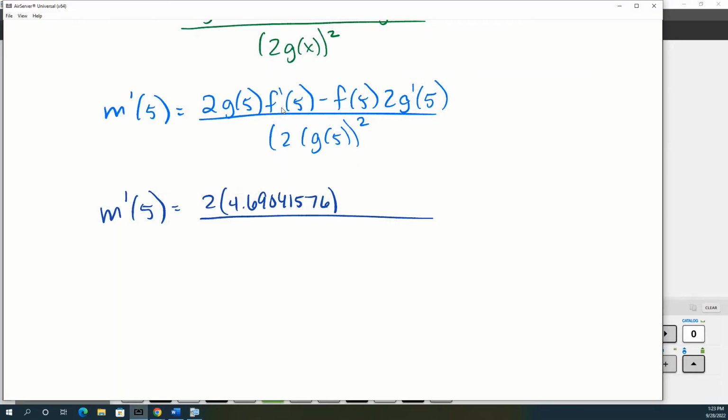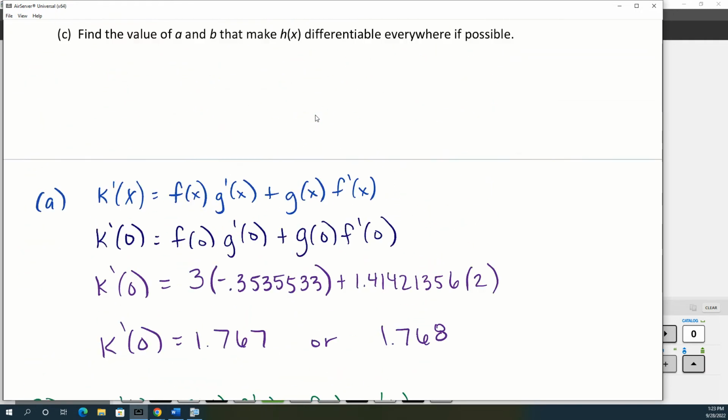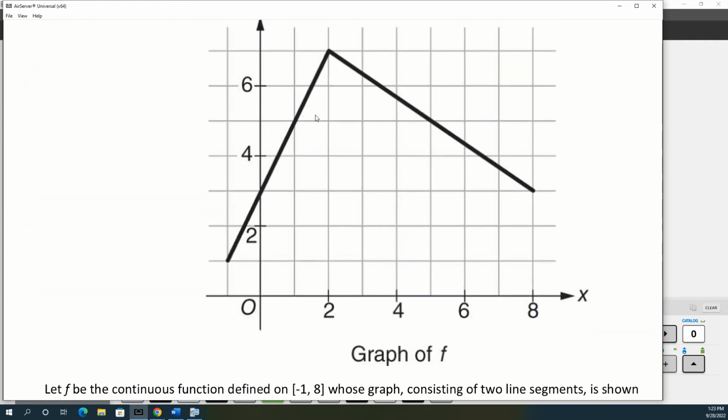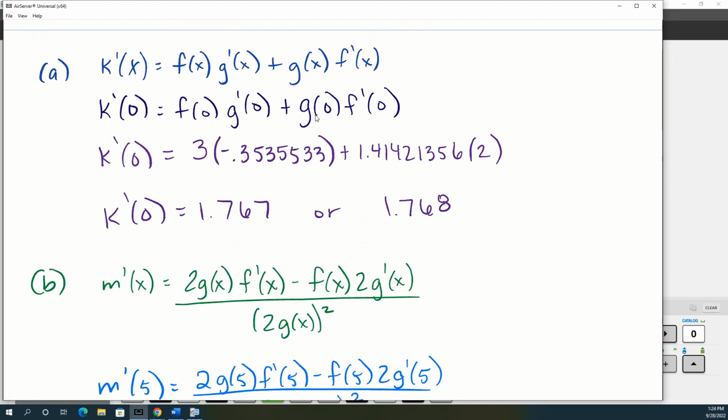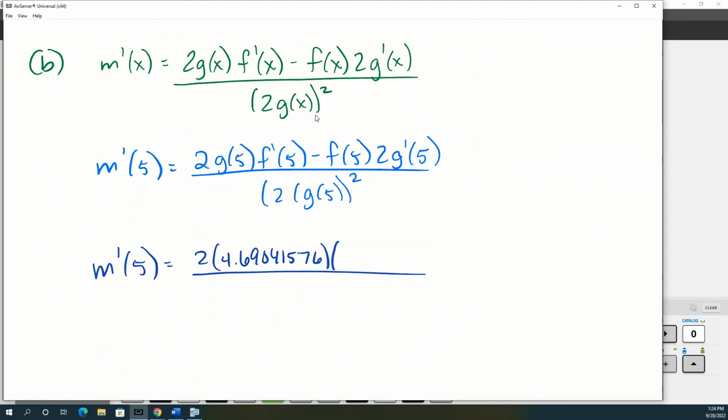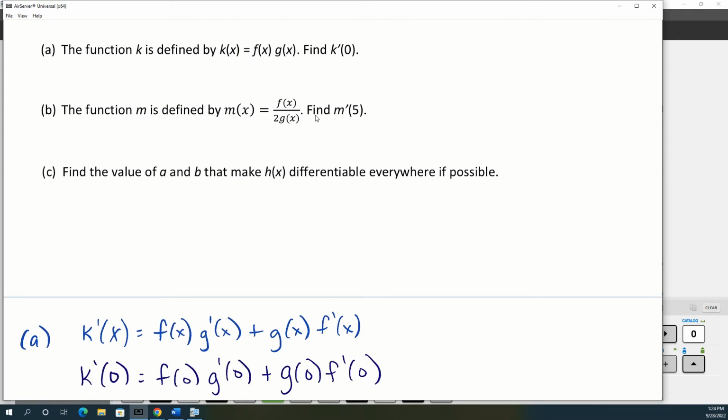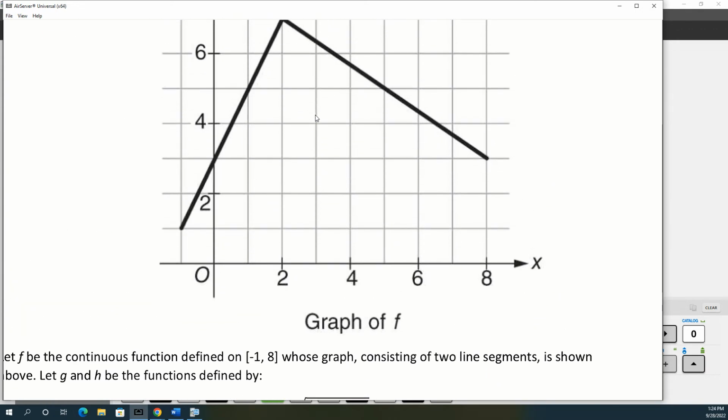All right, the next thing I need is f prime of 5. So f prime of 5 is going to be the slope of f when x is 5. So it's the slope of this line right here, because x is 5 here. And that slope is down 2, right 3. So negative 2/3 is that slope. All right, f of 5 is the value of the function when x is 5. So that is going to be 5.